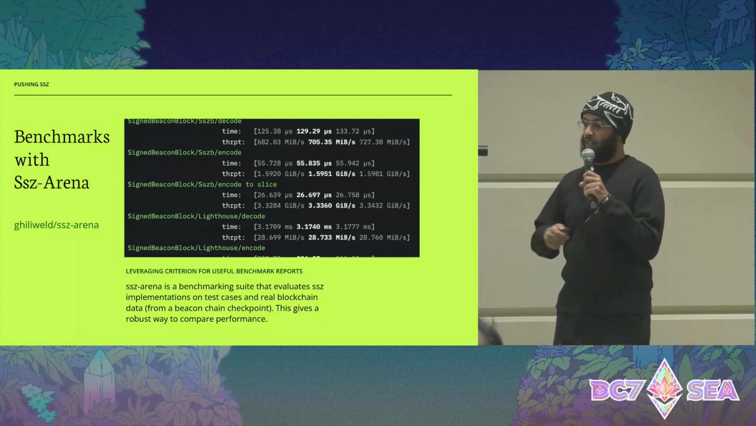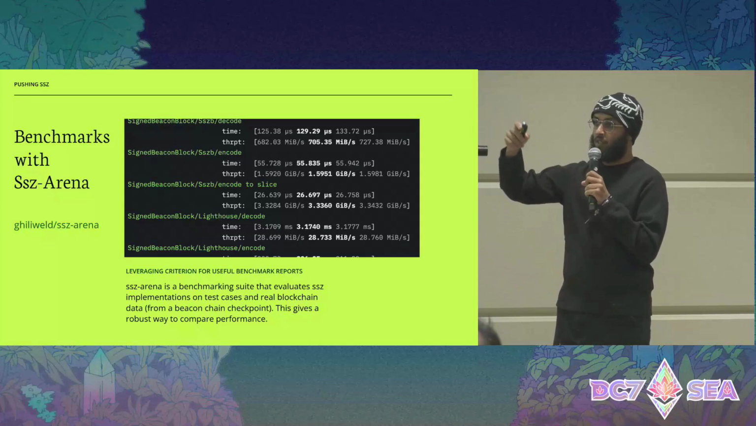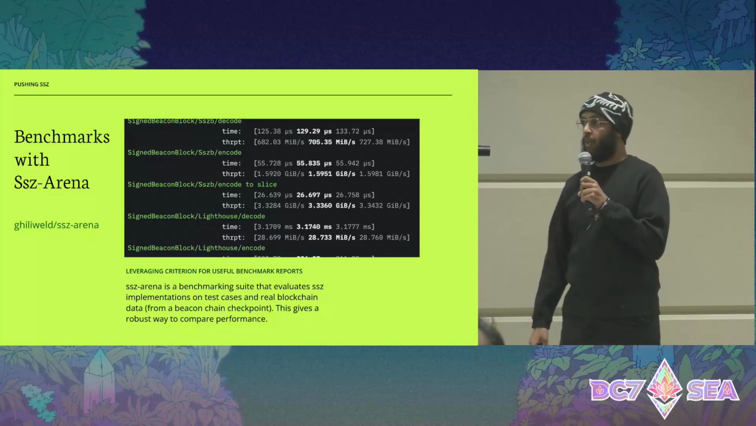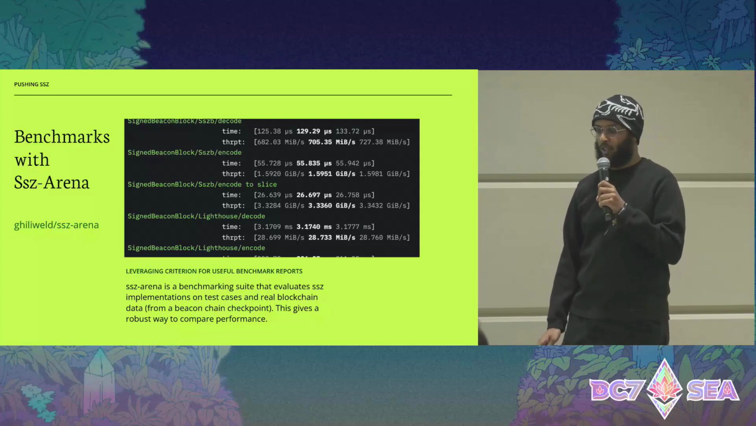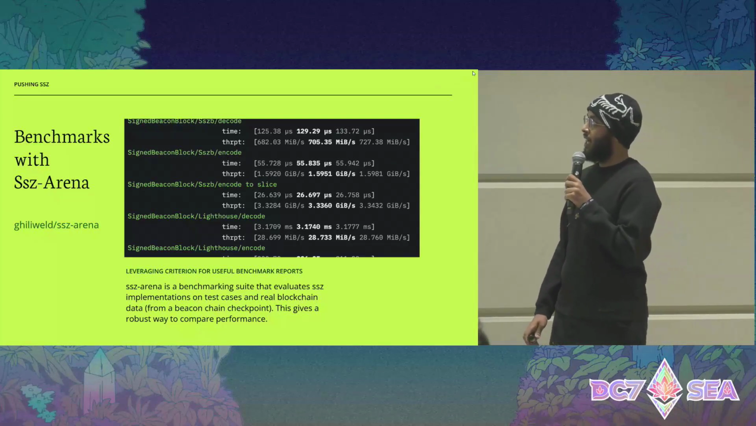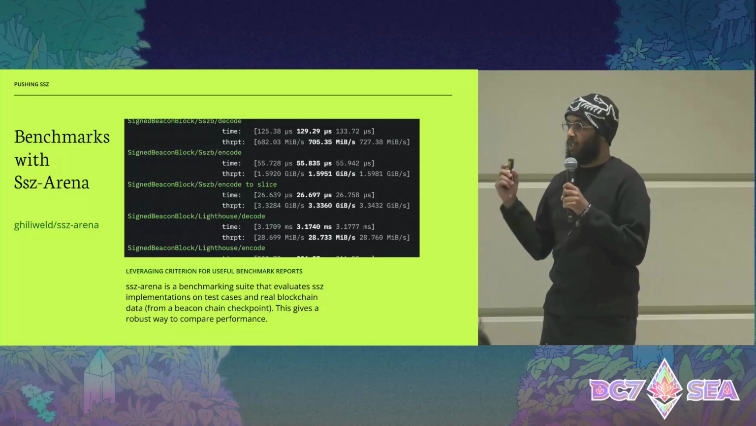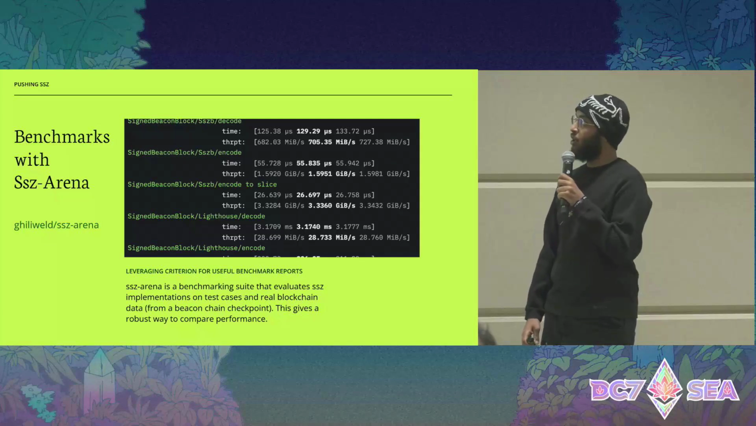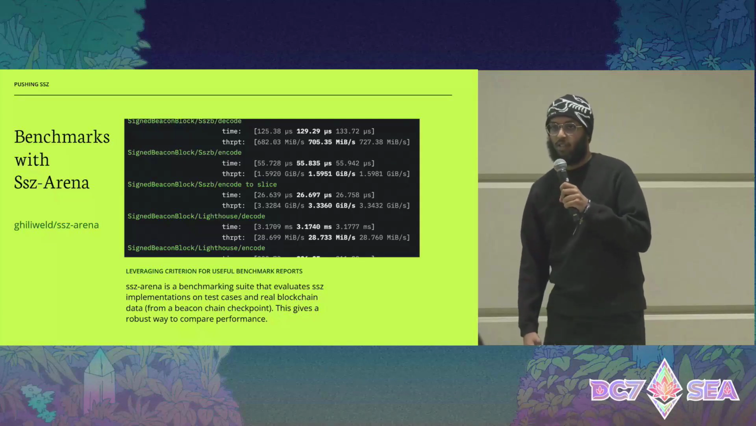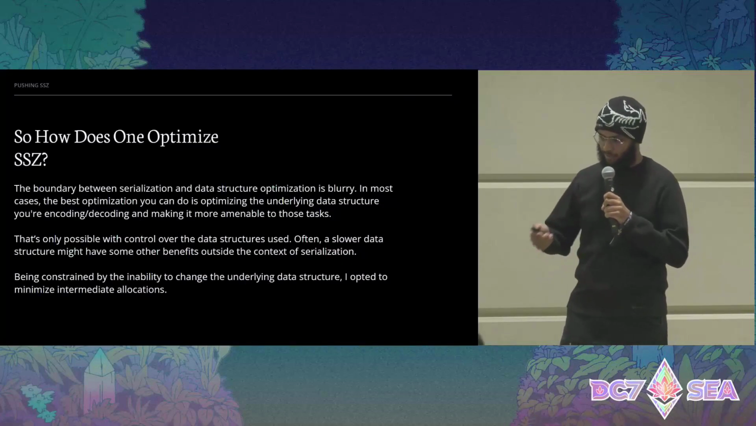I leverage Criterion for this benchmark suite, which gives us handy reports, but I also use another benchmarking library called Devcon, which handily gives us allocation stats, so we can see how much memory is being allocated during these encoding and decoding runs. And so this gives us a robust way to measure performance.